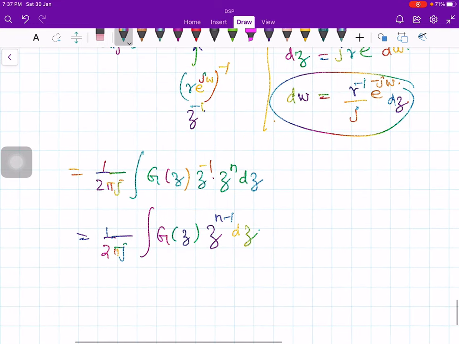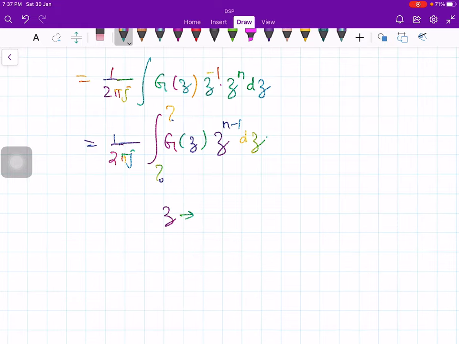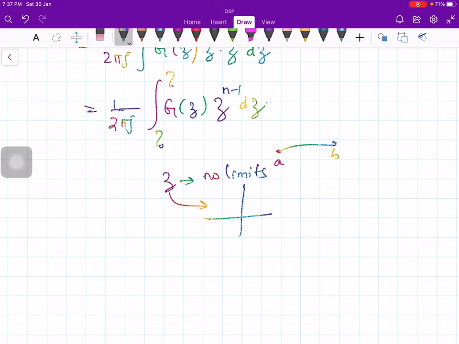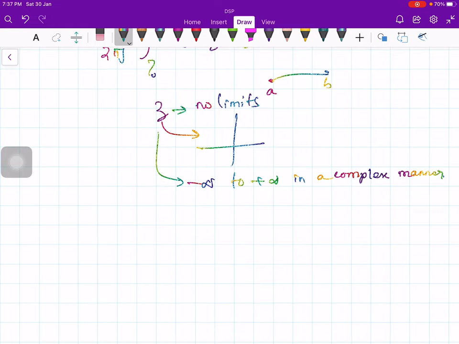Okay, now next the question is, obviously, what should be the limits of this integral? What is the upper limit and what is the lower limit? Because here z is in a two-dimensional plane, it has no limits. If it is single dimension, then I can say I need to do the integration from point A to point B. But here the variable of integration is in two dimensions, therefore it has no limits. It goes from minus infinity to plus infinity in a complex manner. So how can I find the limit for this? It is not a real quantity, right? So I can't say the limits.